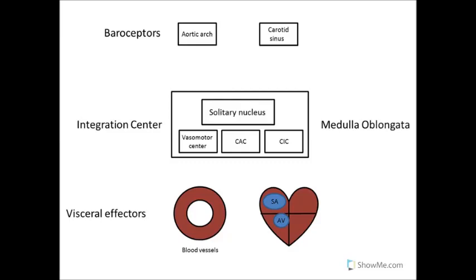Alrighty, so what we're going to look at is, let's start off with actually a decrease in blood pressure. Let's say that our body has measured that blood pressure has dropped. Well, the baroreceptors, located in the arch of the aorta, aortic arch, and the carotid sinus, are going to be able to detect this change in blood pressure.